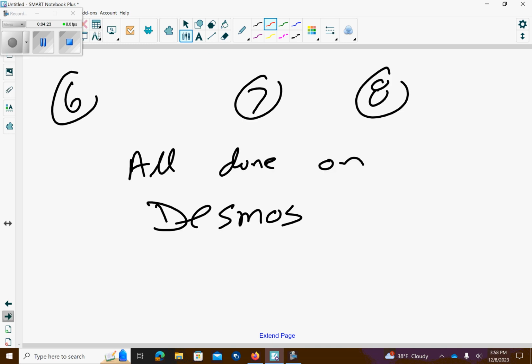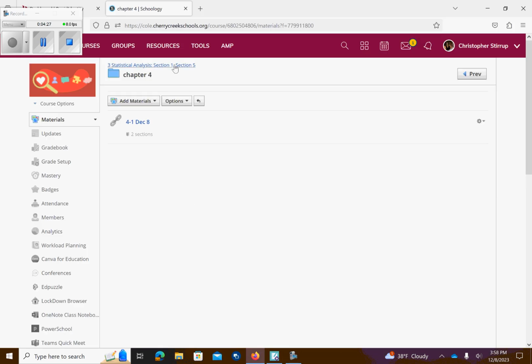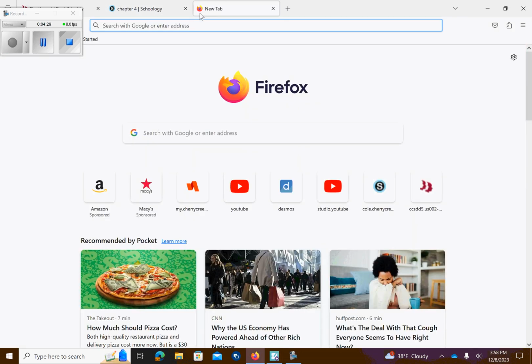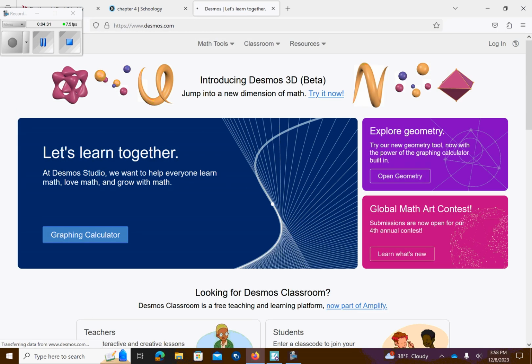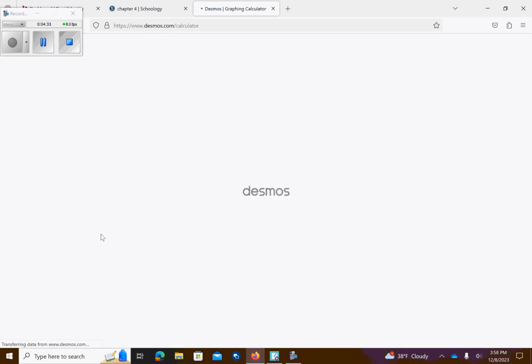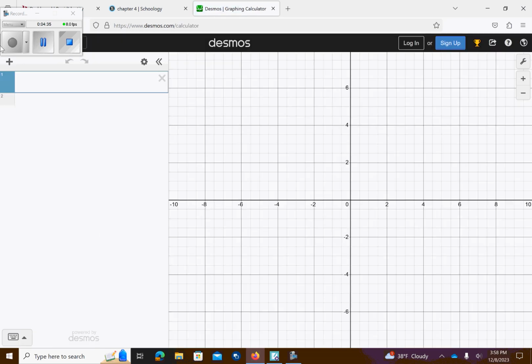Okay, for 6, 7, and 8, we're actually going to use Desmos, okay? And I'll pull up Desmos, just have to load it. So for problem number 6, remember on Desmos, I'm going to hit this plus button, go down to the table, and I'm going to plug in those values.